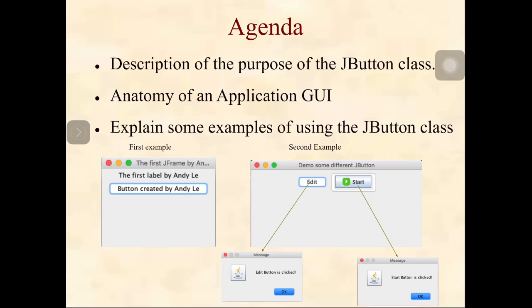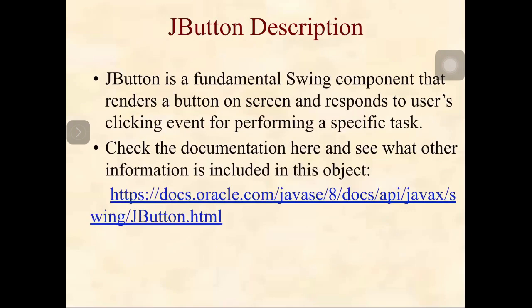The first example, I will create a simple window with two components. They are label and button. The second example, I will create a window with two buttons, and when the user clicks each button, a message will be displayed. JButton is a fundamental Swing component that renders a button on screen and responds to user clicking events for performing a specific task. For more information, you can check the link below with more detailed information.